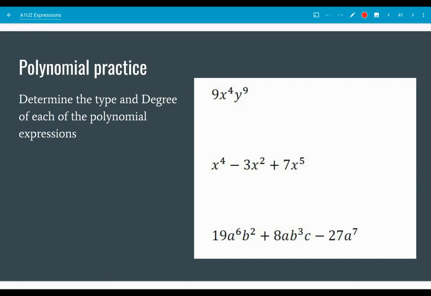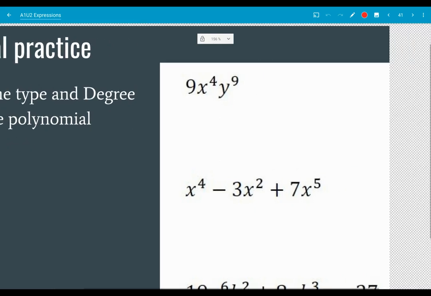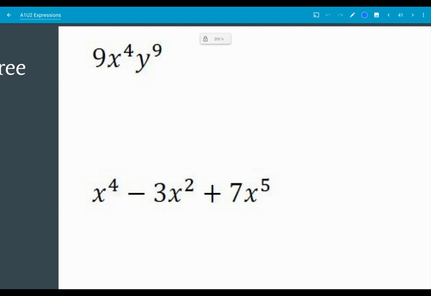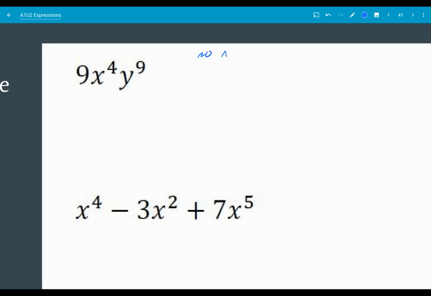So if we look at some polynomial practice. This first one, we look and we see there's no addition. So with no addition, we can label it as a monomial. And now we have to determine what the degree is. So we're going to add the exponents. So we say this is a monomial of degree 13.